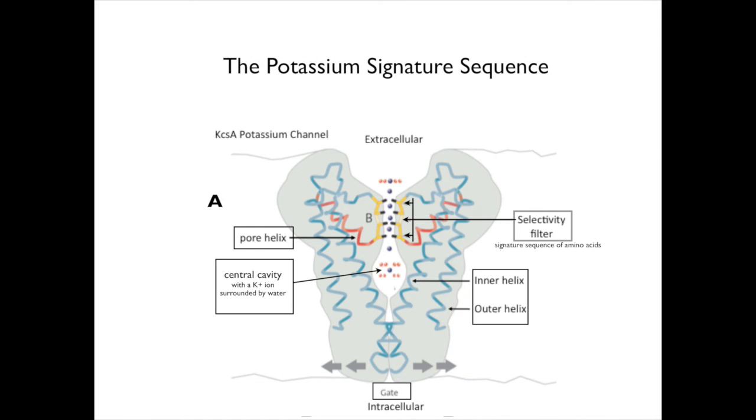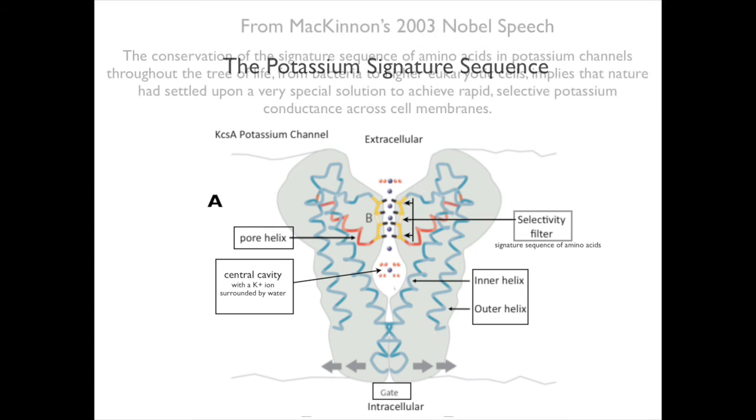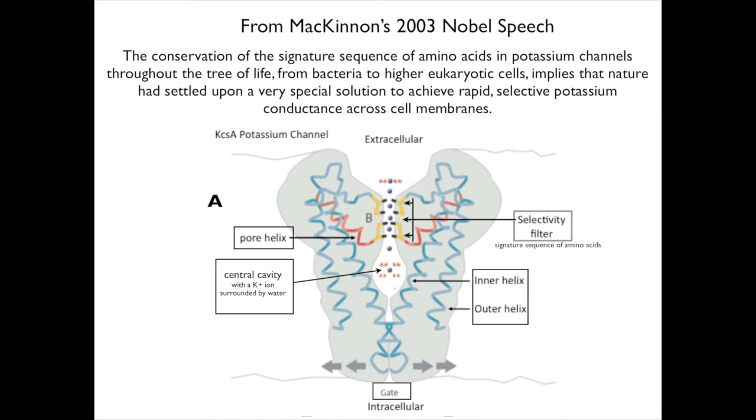MacKinnon called these amino acids the potassium signature sequence, and was so profoundly struck by this universal feature of potassium channels that in his 2003 Nobel address he wrote, "The conservation of the signature sequence amino acids in potassium channels throughout the tree of life, from bacteria to higher eukaryotic cells, implies that nature had settled upon a very special solution to achieve rapid, selective potassium conduction across cell membranes."